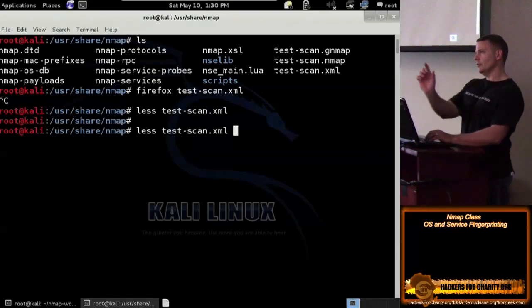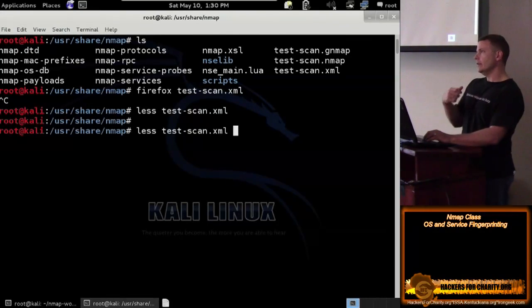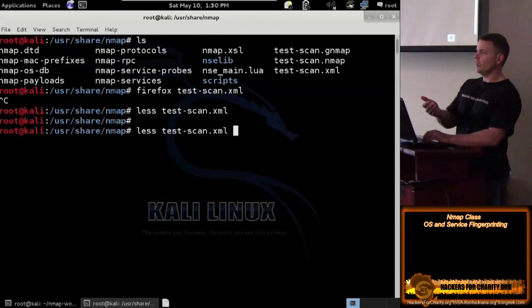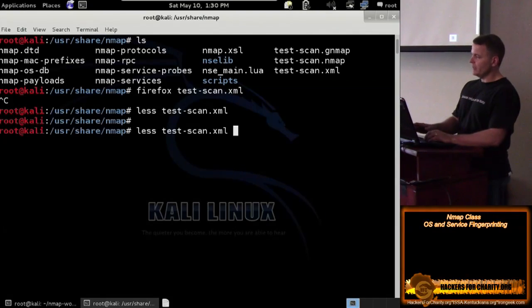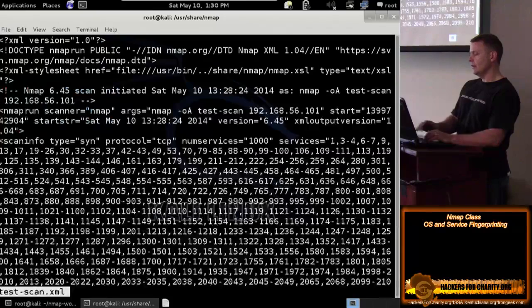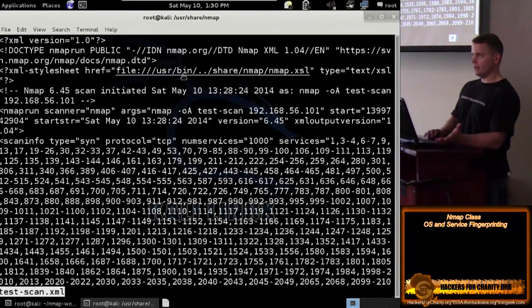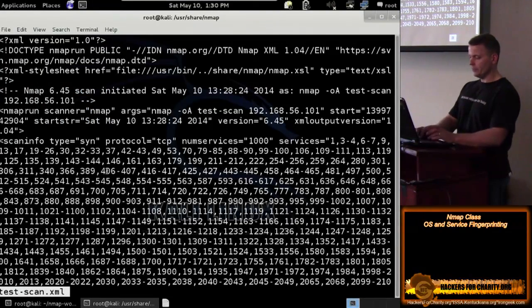Well, what you have to remember is that you have to point to that XSL file that's going to format that in the browser. And you need to send the XSL file along with the XML file. But even if you did that, it's not going to help because the default for this file is the Kali address, /usr/bin/share/nmap, all that kind of stuff, right?